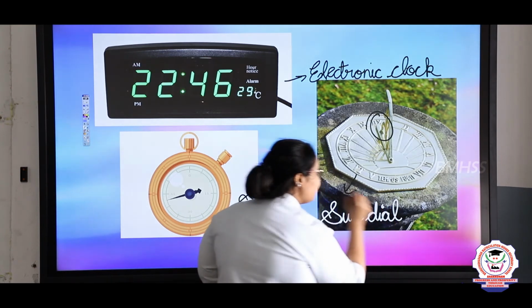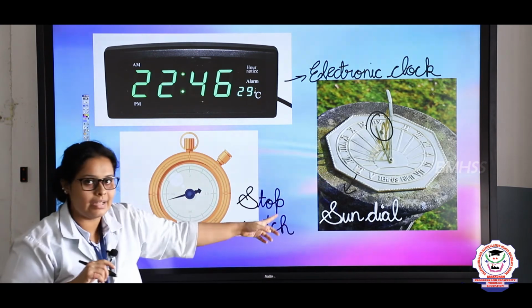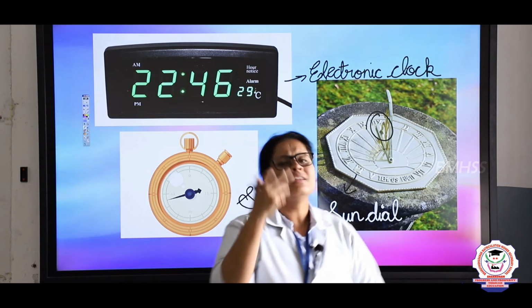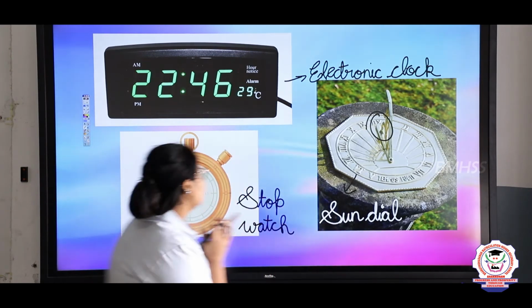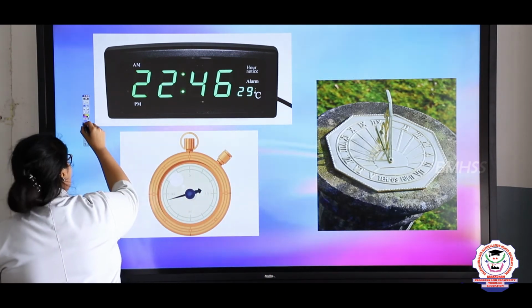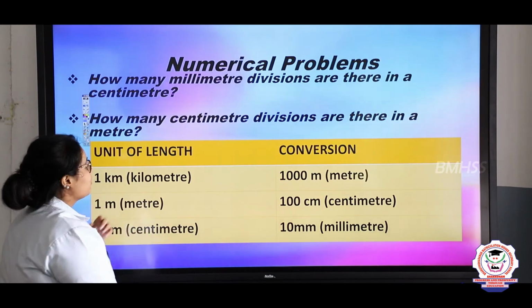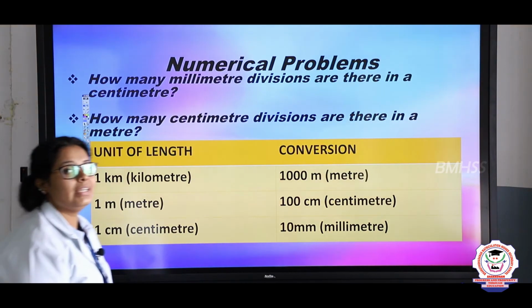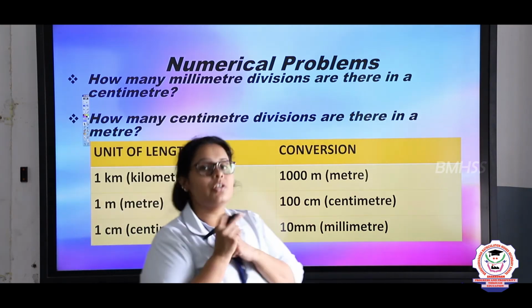Now I hope you have understood why we are calling it a sundial, because for knowing the time using a sundial we need the sun, which is the natural cause of timing, or you can call it rhythm. Same way here, when we are doing numerical problems, we need to know how to do the conversion, right?